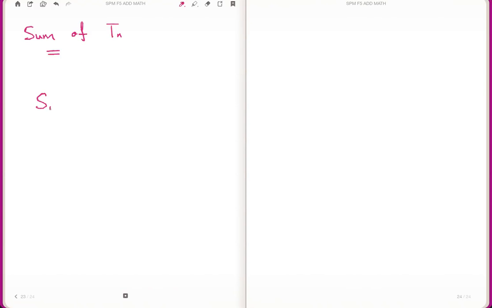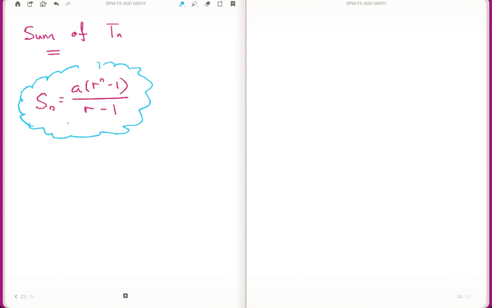So the sum of n terms will therefore be equal to A times (r^n minus 1) over (r minus 1). Now you might not be able to memorize this at the moment because it's so new. As time goes on, practice makes perfect. First term, (r^n minus 1) over (r minus 1). There's a proof of how to get it.